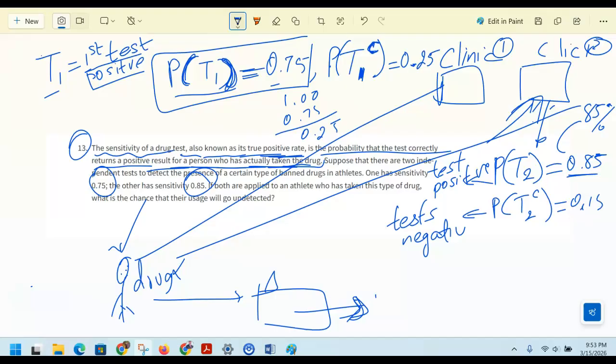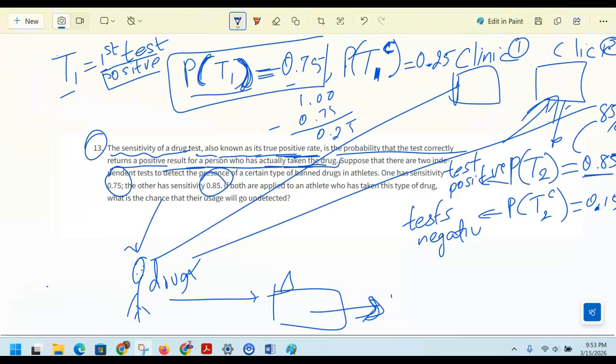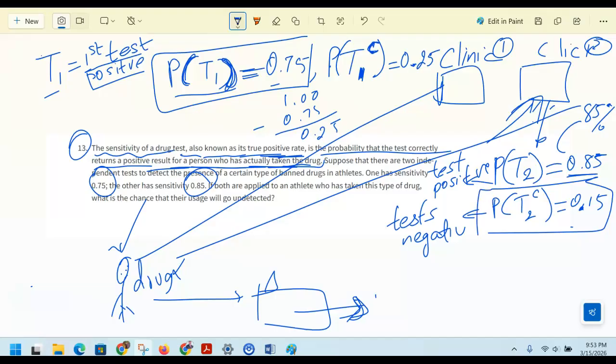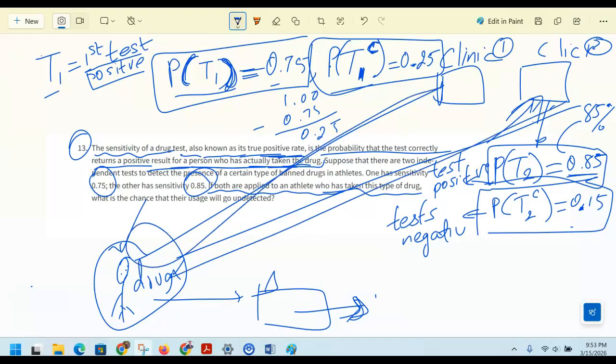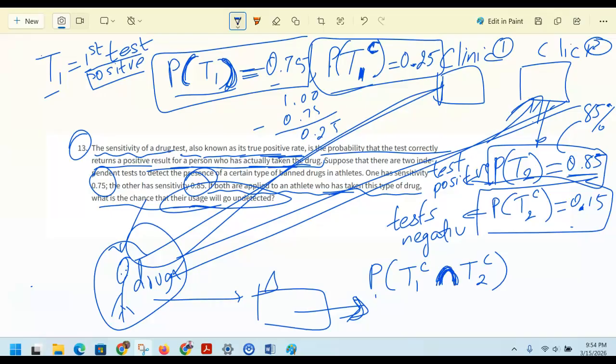If you use the calculator, you can do 1 minus, same thing as I did. So these are the two important things: this and this. And the question is, if both are applied to an athlete, this guy goes to this clinic and this clinic, what is the chance that their usage will be undetected? In other words, the probability that he tests negative in both cases. So he tests negative in the first one and also negative in the second one. That's what this symbol means.